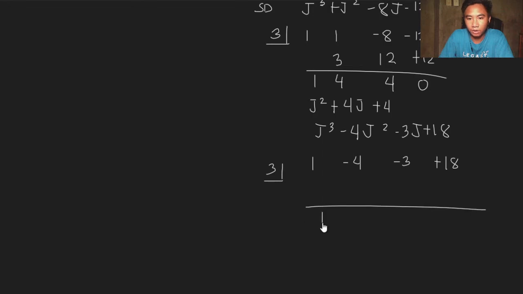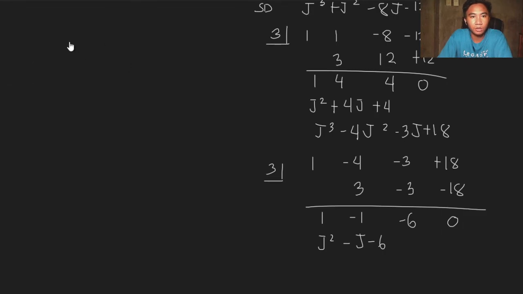So, bring down 1, multiply to 3, 3. Negative 4 plus 3, negative 1. Negative 1 times 3 is negative 3. Negative 3 minus 3 is negative 6. And then negative 6 times 3 is negative 18. So, 0. So, our new answer will be j squared minus j minus 6.